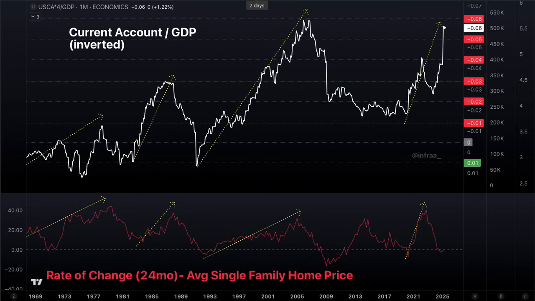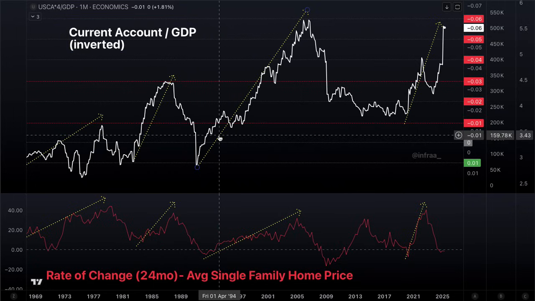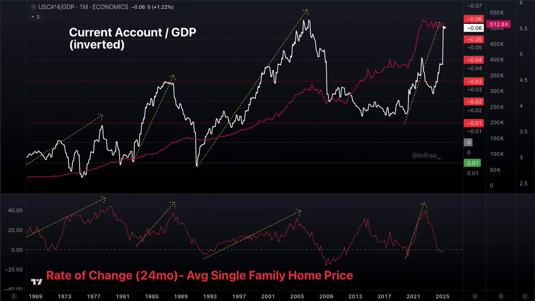Here's the current account as a share of GDP, and we're looking at it inverted, right? We know the current account deficit. Here we inverted that. So this is another way to think about the capital and financial account surplus as a share of GDP. And what I want to point out here, of course, is that this has a correlation to home prices, but it's kind of hard to see from just the nominal home price chart there in pink.